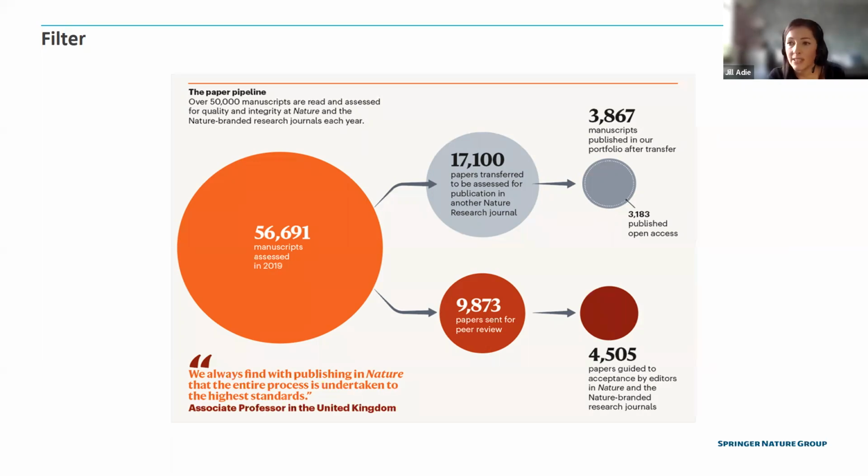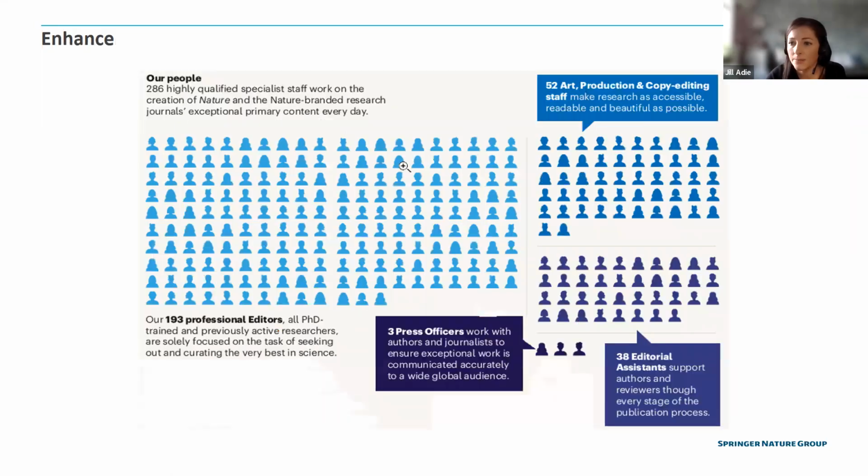Out of these, around 17% are sent to peer review. So that's the arrow that goes from the giant orange circle down to the red circle. So 9,873 were sent out to peer review, and that's around 17%. And then of those that are sent to peer review, around 4,505 were published eventually in one of the Nature portfolio journals. So that's about an 8% conversion rate there. But that is dependent on each journal. So some of them are higher, some of them, I don't think any of them are that much lower. And that's the filter. Moving on now to enhance.